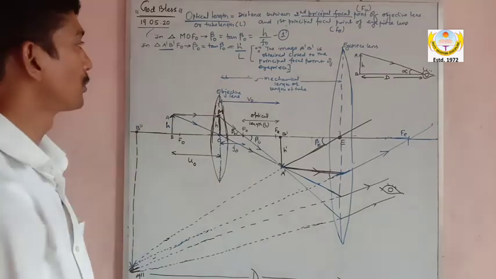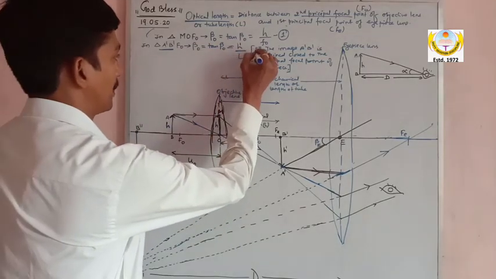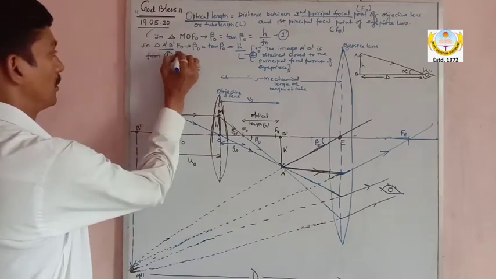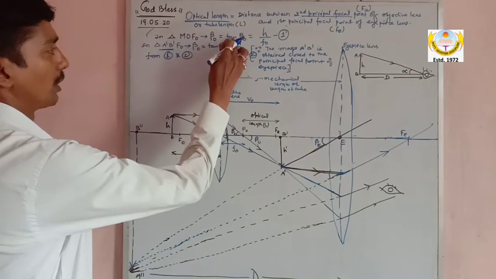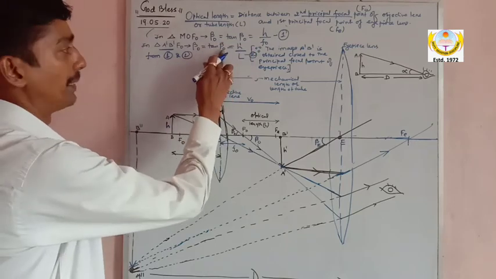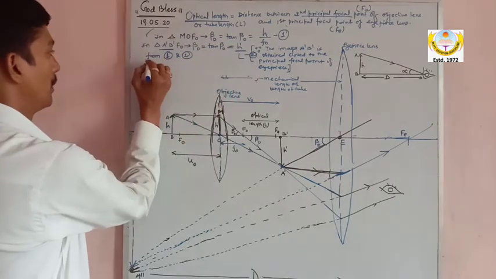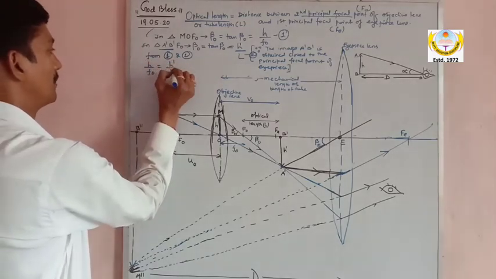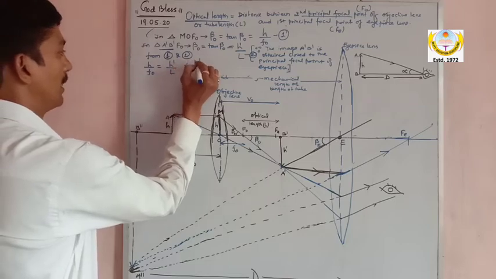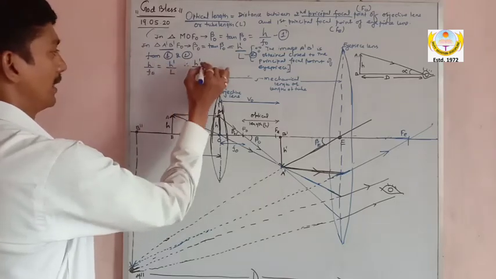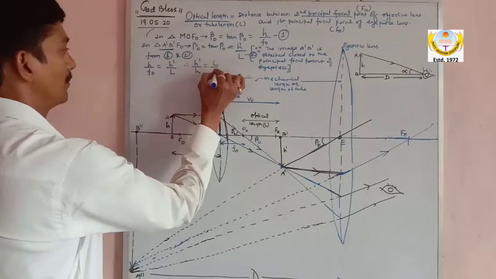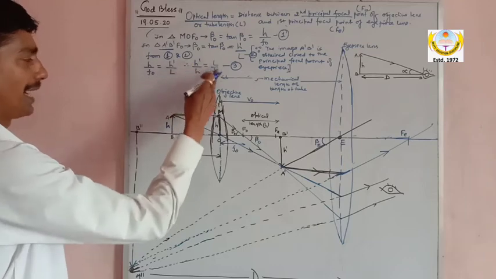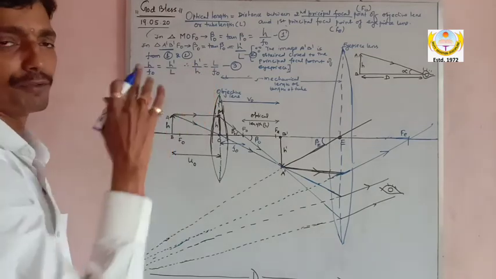Now I will put this as equation number 2. From 1 and 2, look at what I am getting. This is also tan beta O and this is also tan beta O. So H by FO is equal to H dash by L. Therefore H dash by H is equal to L by FO.